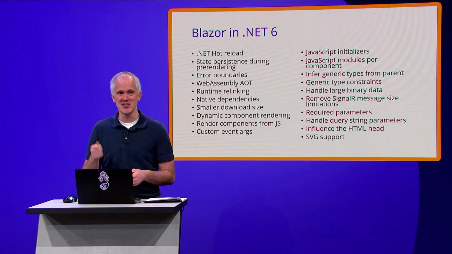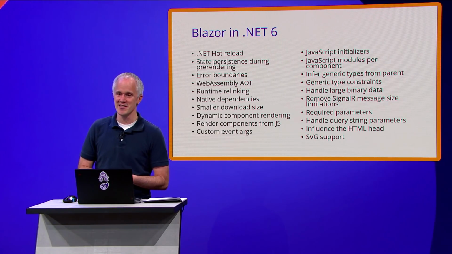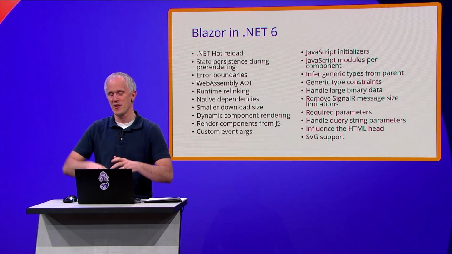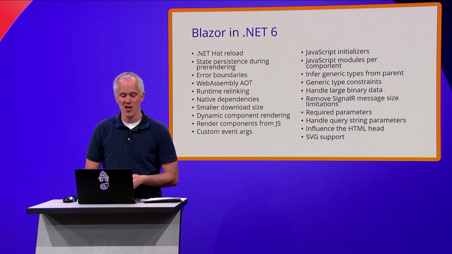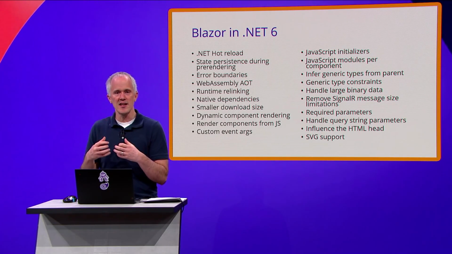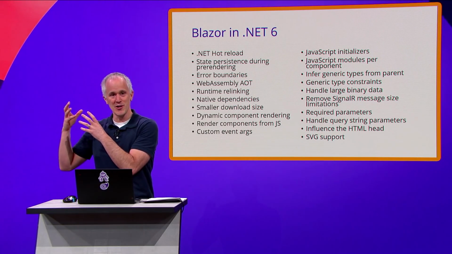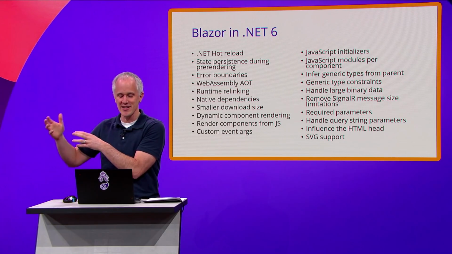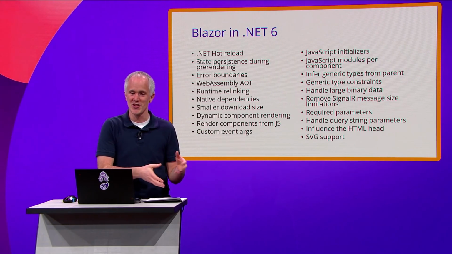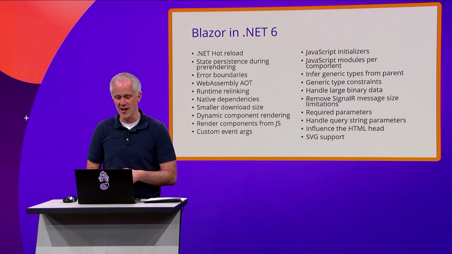.NET Hot Reload is supported for Blazor applications in .NET 6. You can quickly make changes to your app and apply them to the running application. You can now persist any state that you use when pre-rendering your components from the server, from your ASP.NET Core app, so that it can be reused when the app loads on the client. You have a much better story for error handling with error boundaries in Blazor in .NET 6.